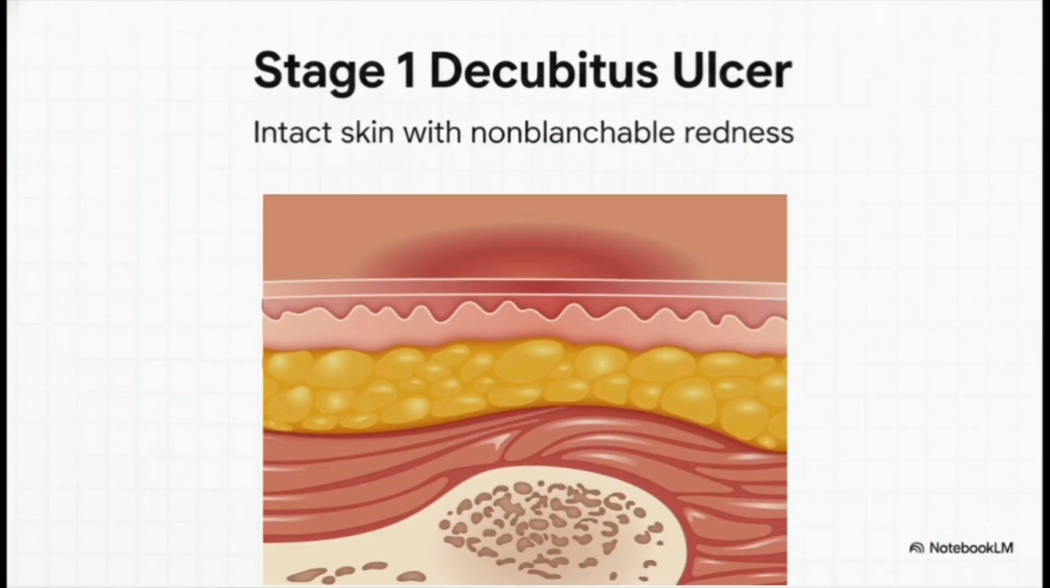So, stage 1. This presents as non-blanchable redness of intact skin. It's only involving the epidermal layer right now, presenting with that non-blanchable erythema, usually right over one of those bony prominences we just talked about. You might also spot some discoloration, warmth, swelling, or the patient might report pain. Now, because the skin is actually still completely intact here, this is your golden window. It's the critical time to intervene before permanent damage is totally locked in.